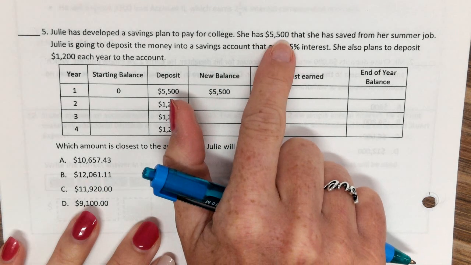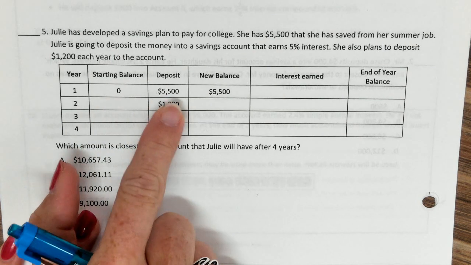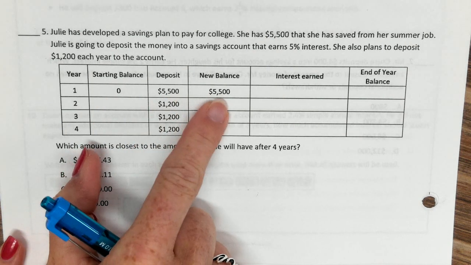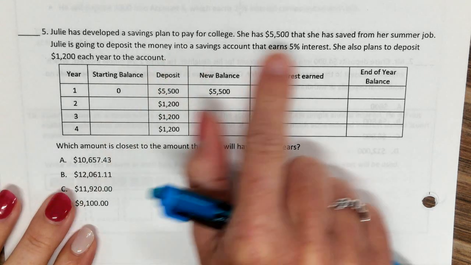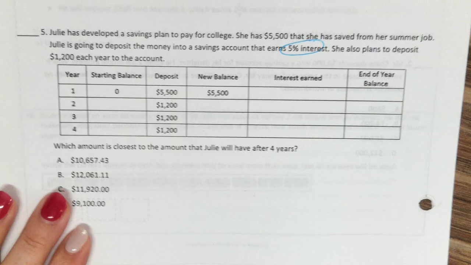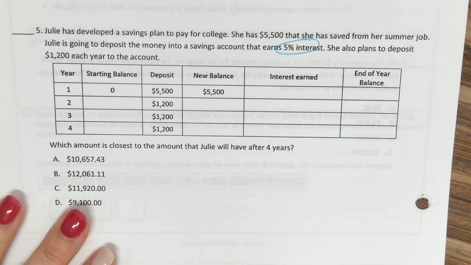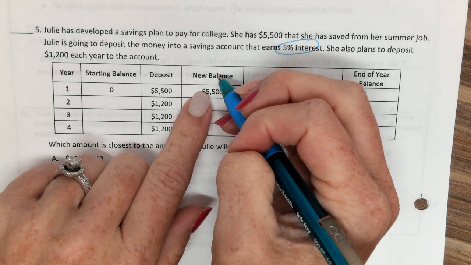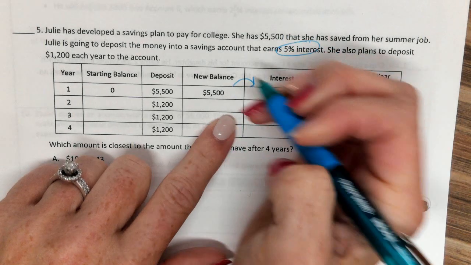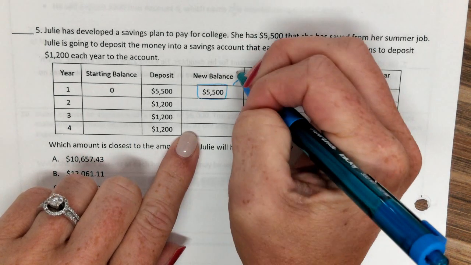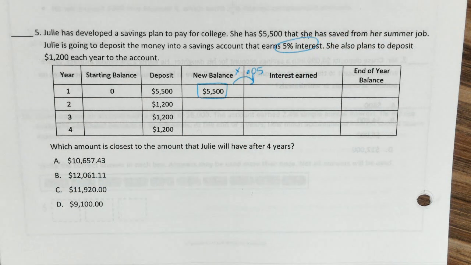She starts with $5,500. So everybody look, on year 1, how much she had? $0, but she starts with? So she now has $5,500. She's going to earn 5% interest. So I got to change that to a decimal. Now everybody look, to get from the new balance to how much interest she earns, to get from here to here, you're going to take this number and multiply by 0.05 because that is the interest she's going to make.